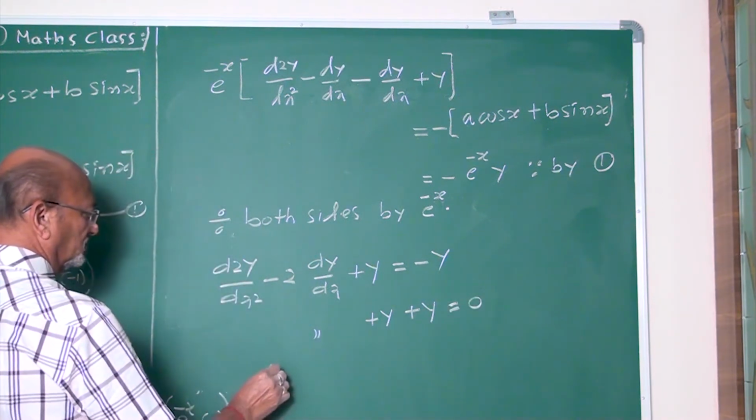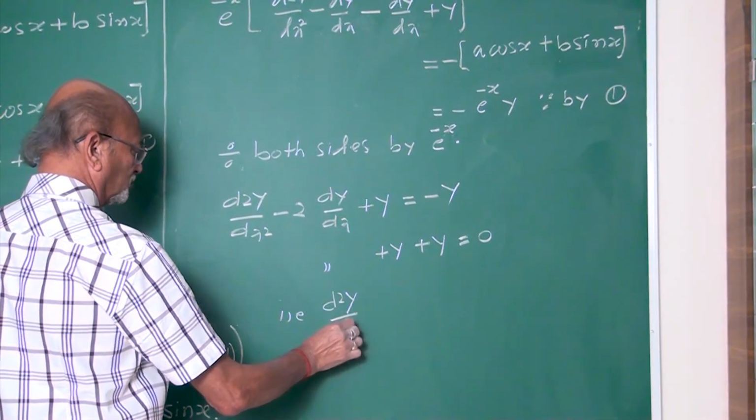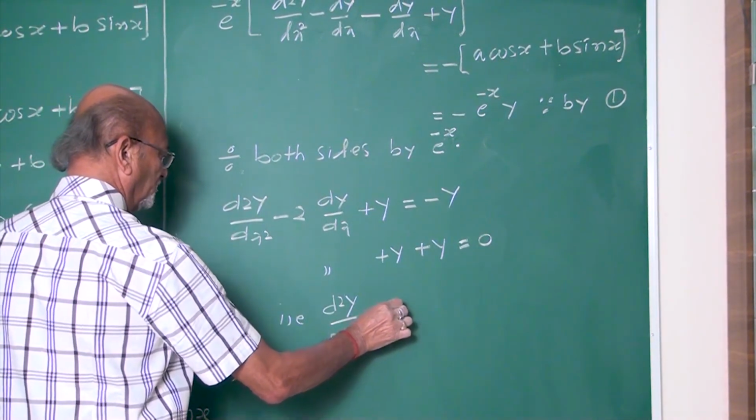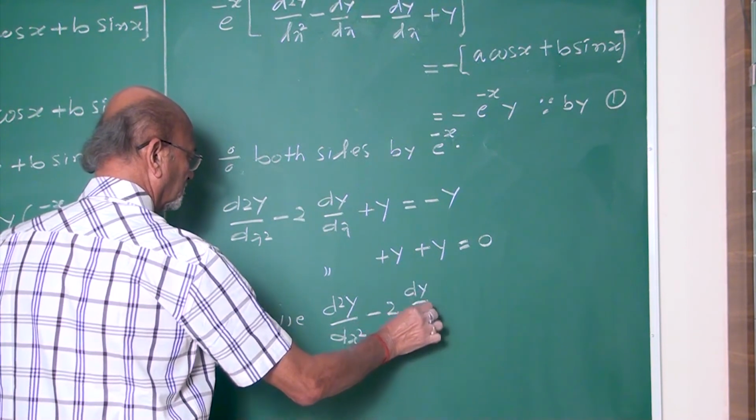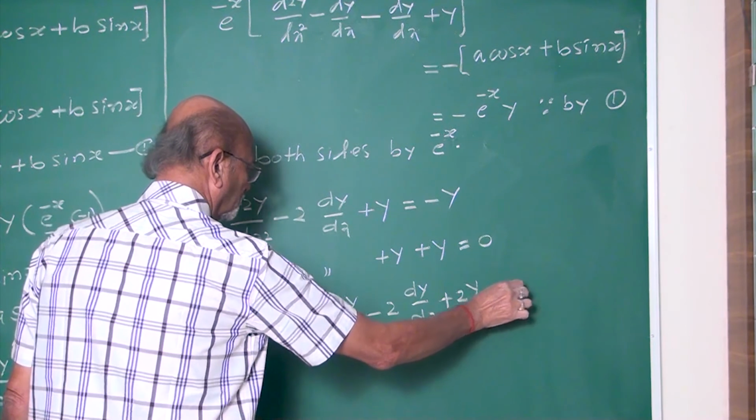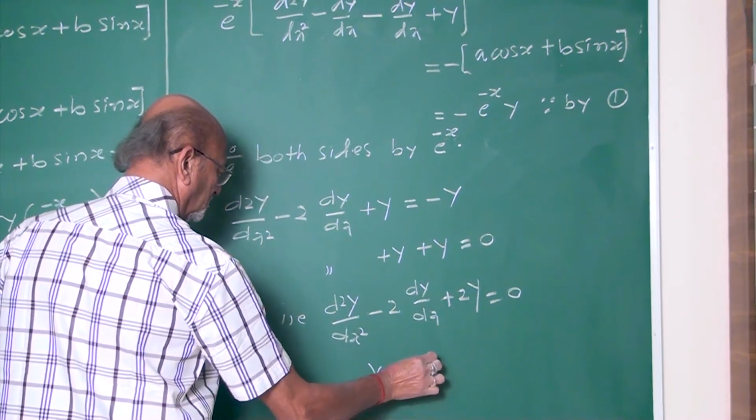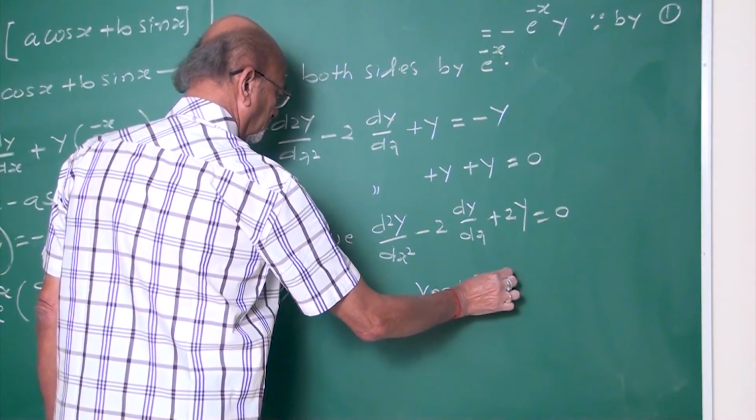That is d2y by dx2 minus 2 into dy by dx plus 2y equal to 0. This is the required differential equation.